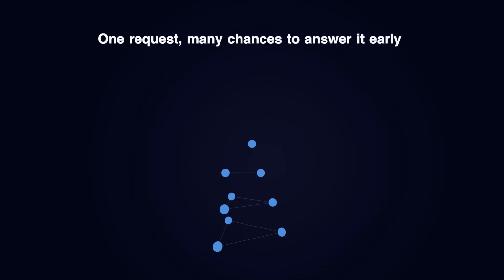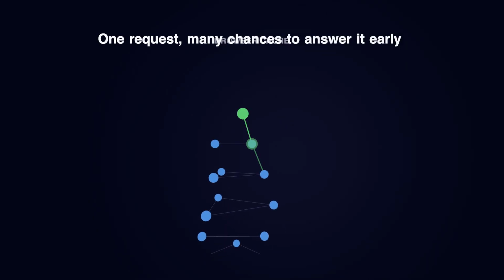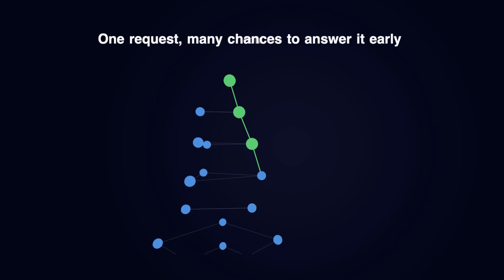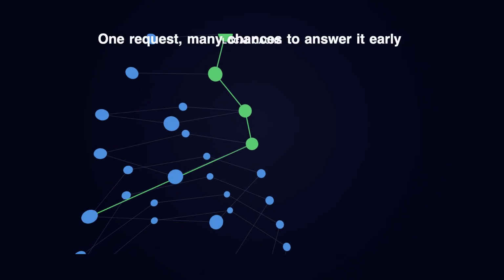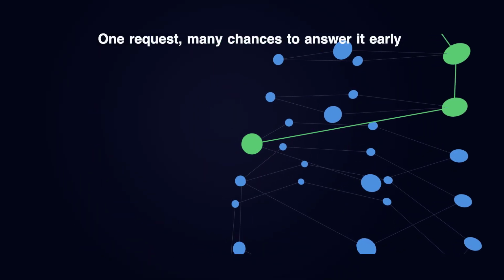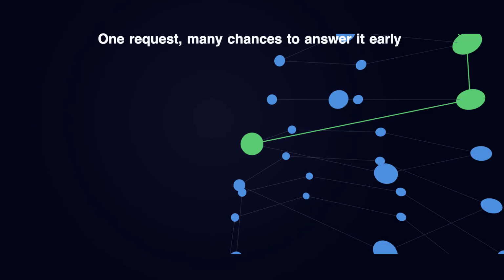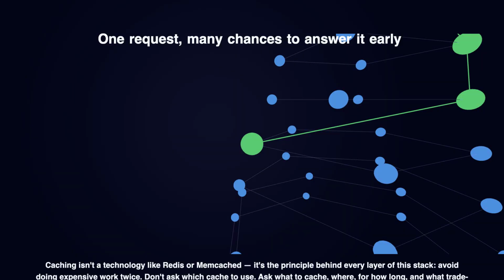Caching isn't a technology like Redis or Memcached. It's the principle behind every layer of this stack. Avoid doing expensive work twice. So instead of asking which cache to use, ask 4 questions: what should you cache? Where should you cache it? How long should it live? And what trade-offs are you willing to accept?